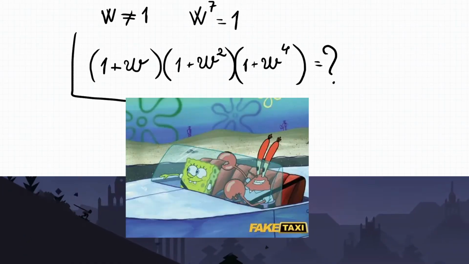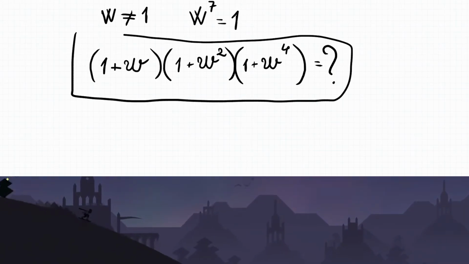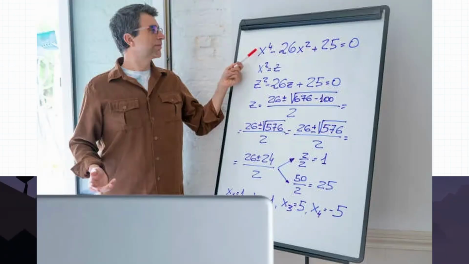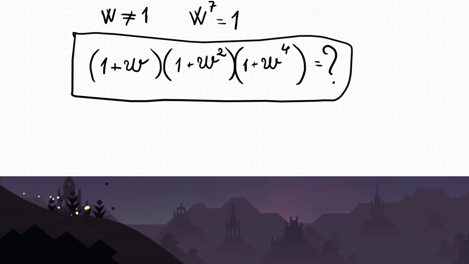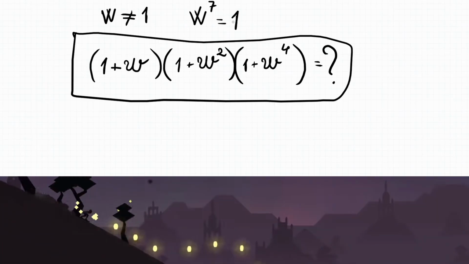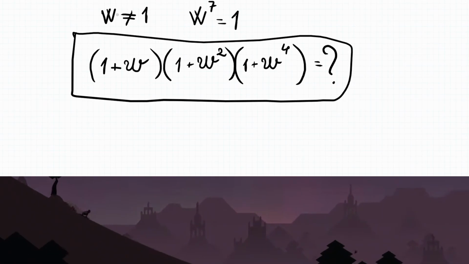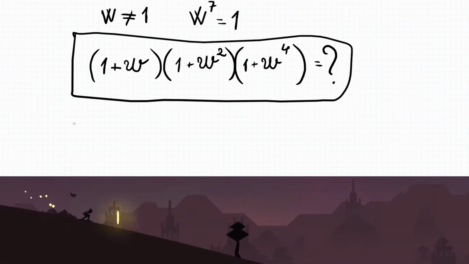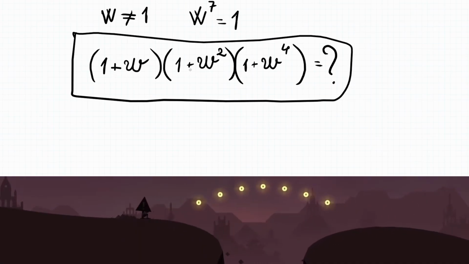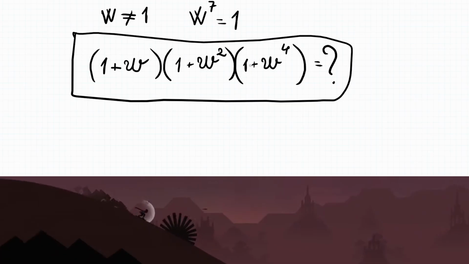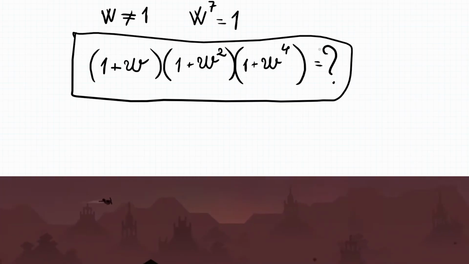Today's problem looks innocent, but it's actually designed to bait you into doing horrible algebra. We are given that w to the 7th equals 1 and w is not equal to 1, and we want to find the value of 1 plus w times 1 plus w squared times 1 plus w to the 4th.